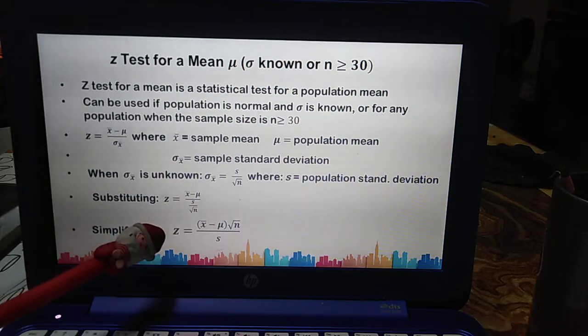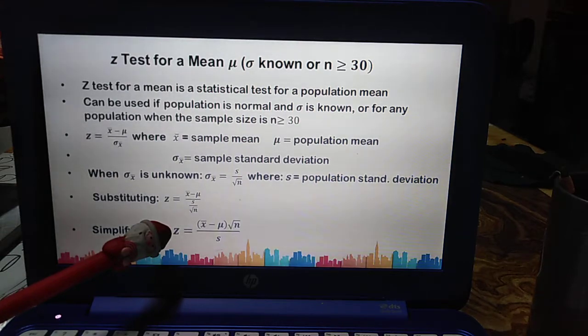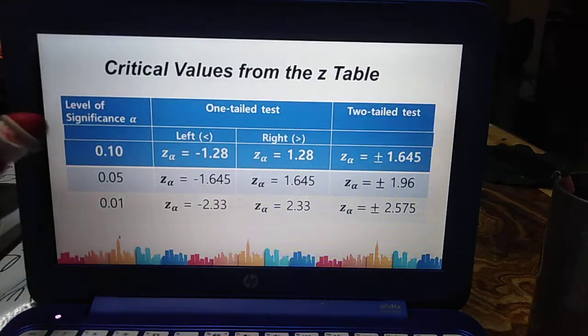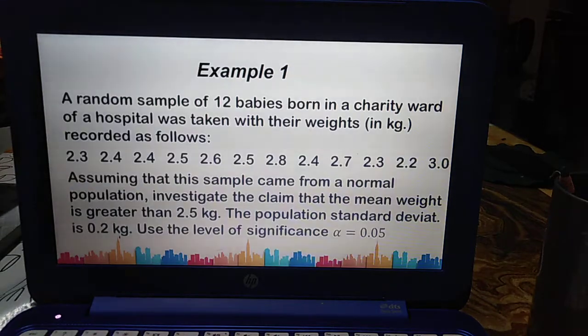Simplifying, the formula that we are going to use for the statistical test is C is equal to the sample mean minus the population mean multiplied by the square root of the number of data divided by the population standard deviation. Again, these are the tables that you are going to use. Let's look at our first example.